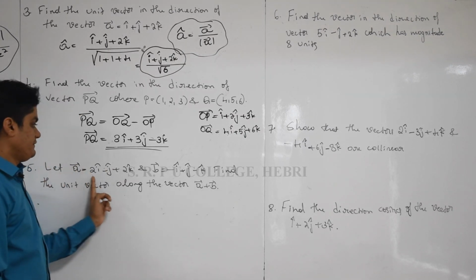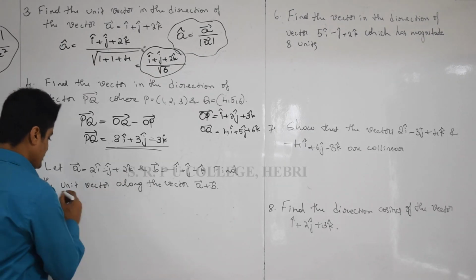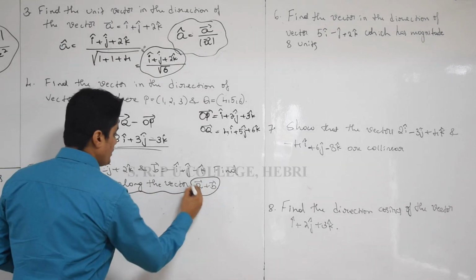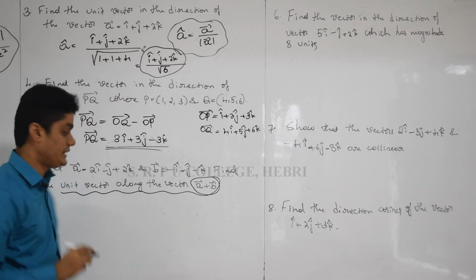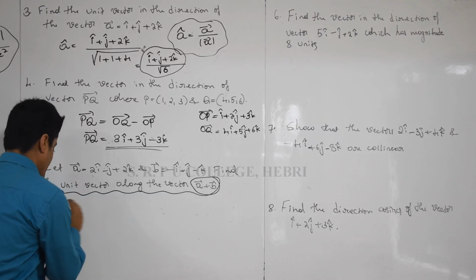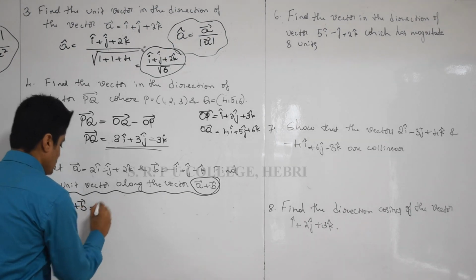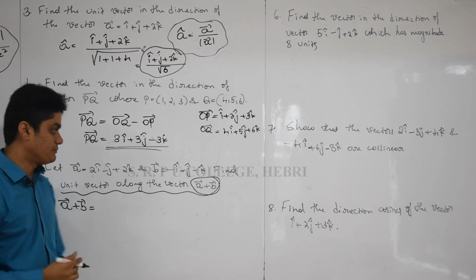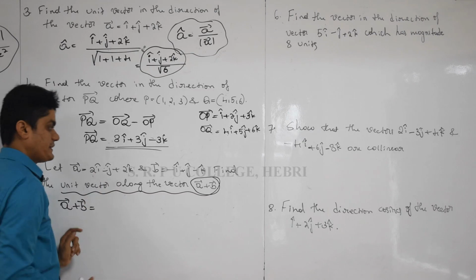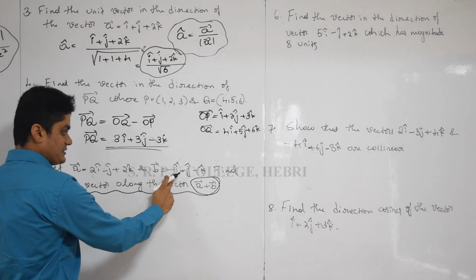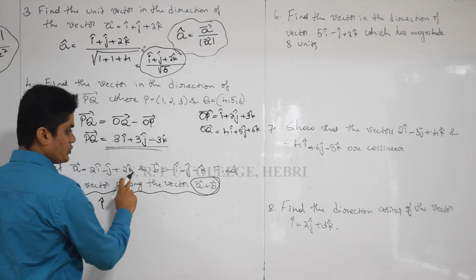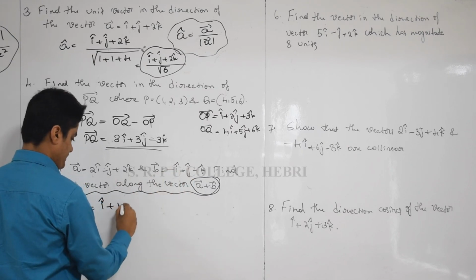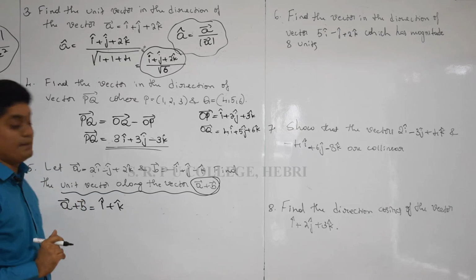Next, a and b are given. What is asked? Unit vector along the direction of a plus b. First, what do we find out? The sum of two vectors. So tell me what is a plus b. Already you solved one problem of finding the sum of vectors. So first find out the sum: 2i minus i is i, minus j plus j cancel, 2k minus k plus k. So this is the vector a plus b.